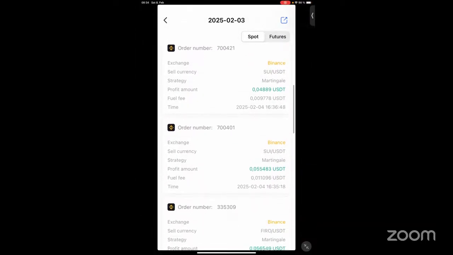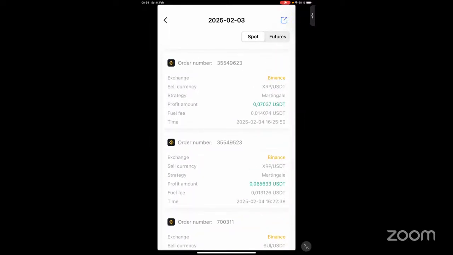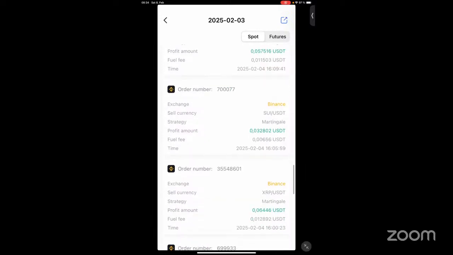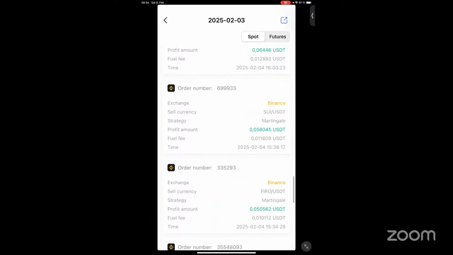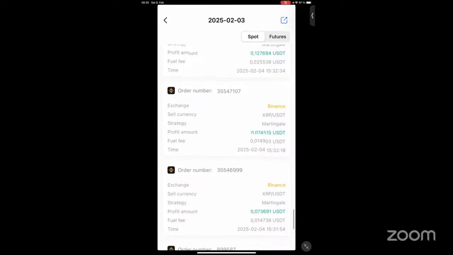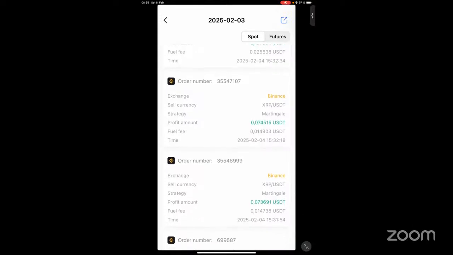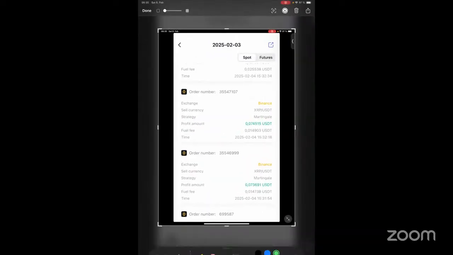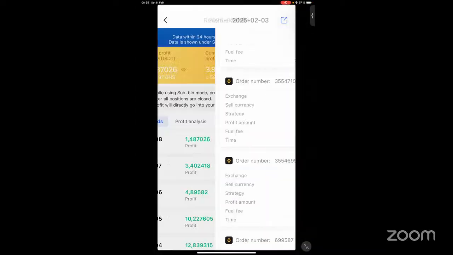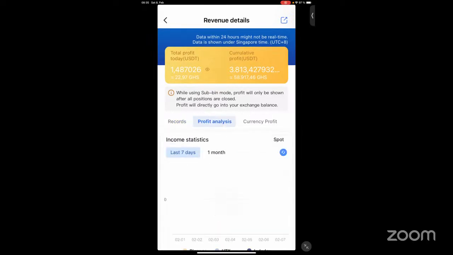So we have SUI, all the coins that gave you profit within that day, you'll be able to see it. You have XRP, SUI. So all this totals up to whatever profit you see under the records. Now, if you are not trading with the spot and you are trading with futures, you have to tap on futures to get the appropriate result. You can also forward this page, since there is a forward button over there. Okay. All right, let's go to profit analysis.